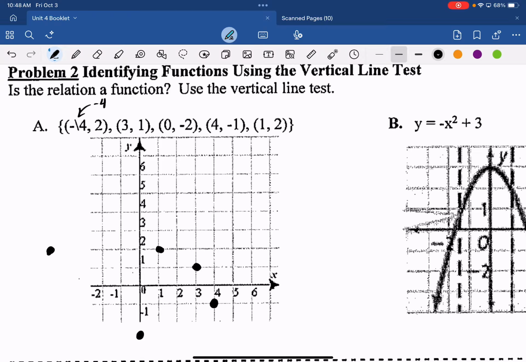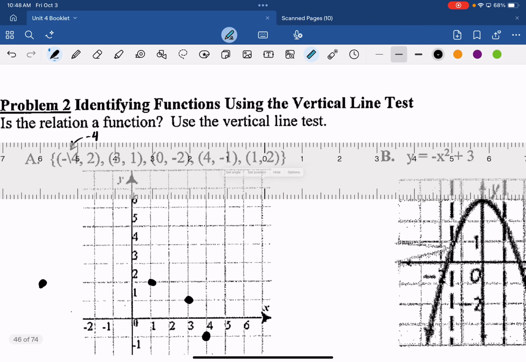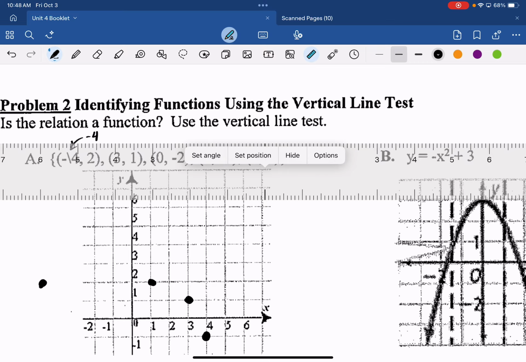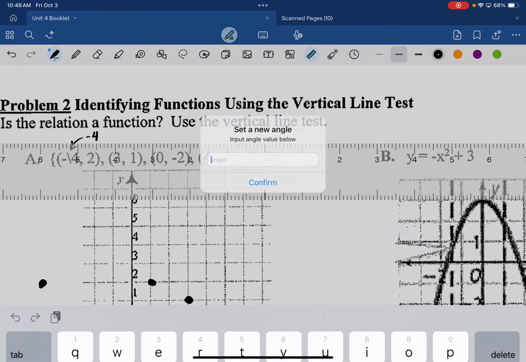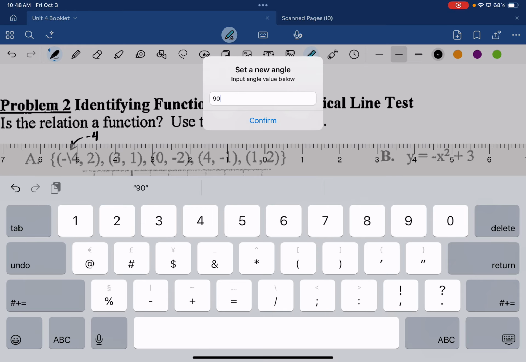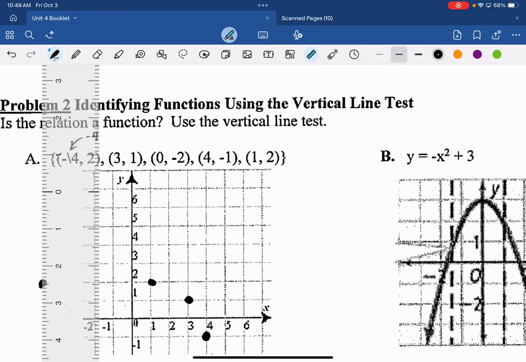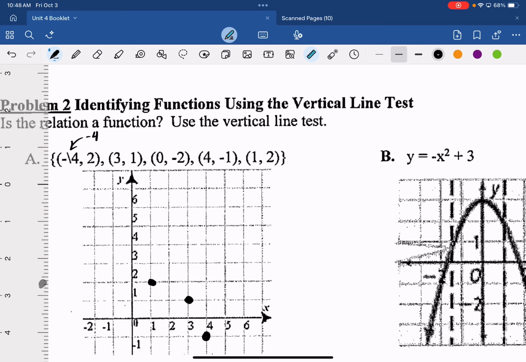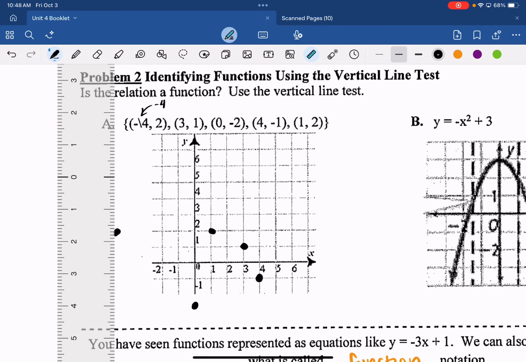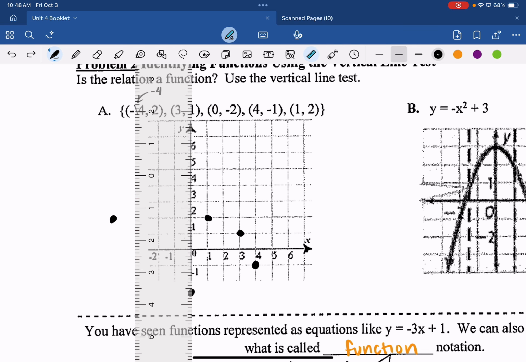Okay, so what I'm going to do here, let's see if I can do this. Set angle, let's say 90. Yeah, perfect. Okay, so we take a vertical line, okay? So you can use a pencil, you can use a ruler, you can use your finger, I don't care. Here's my vertical line, right? Or imagining I'm on this side of my ruler, okay? What I'm going to do is I'm going to move my vertical line across my graph.